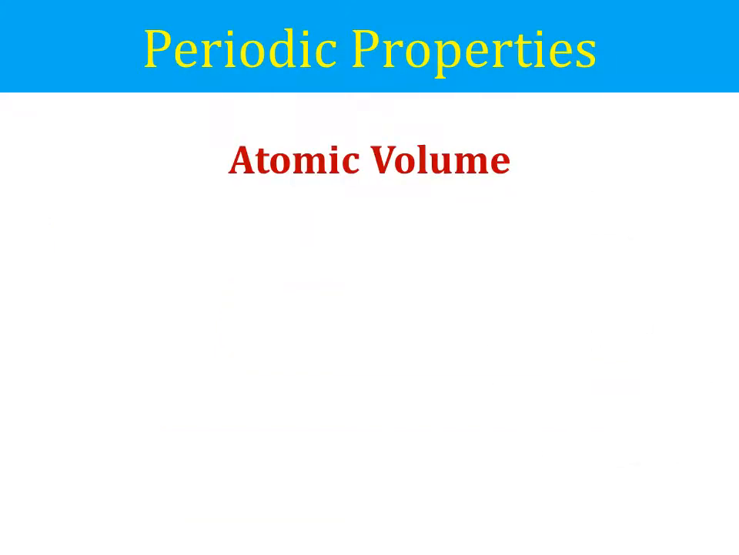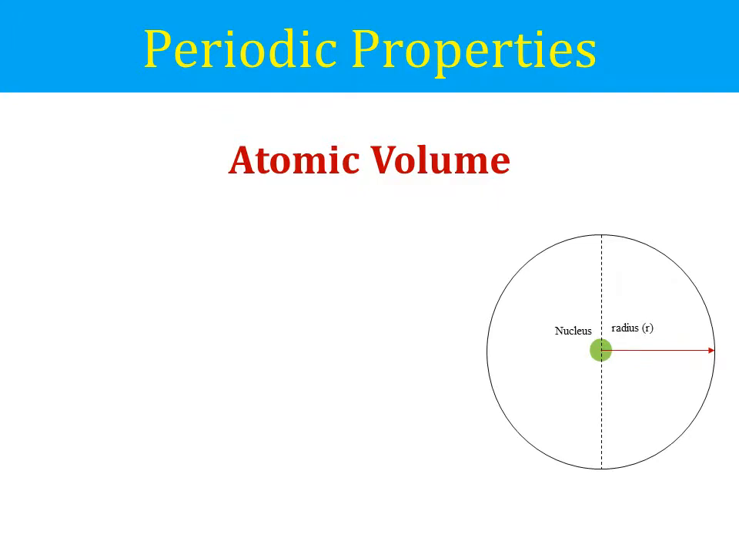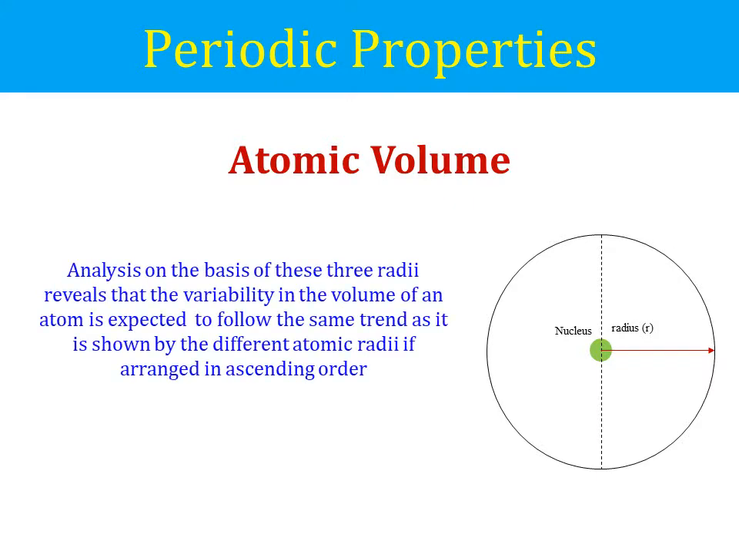Now, in respect to the analysis that we were considering, substituting the values, the analysis on the basis of these three radii reveals that the variability in the volume of an atom is expected to follow the same trend as is shown by the different atomic radii if arranged in ascending order.